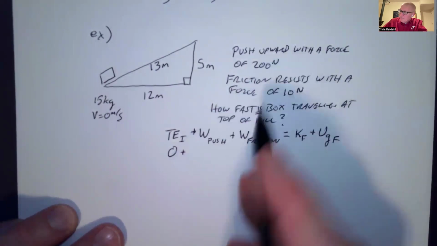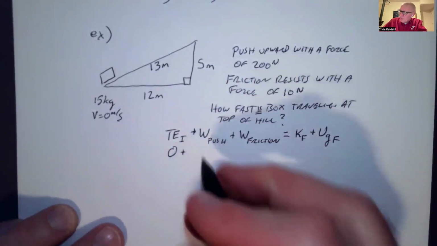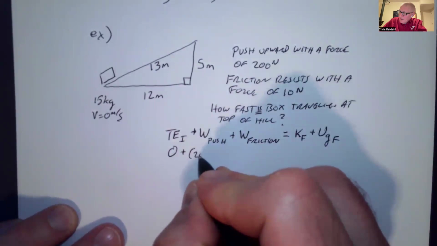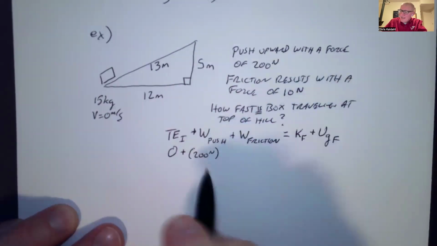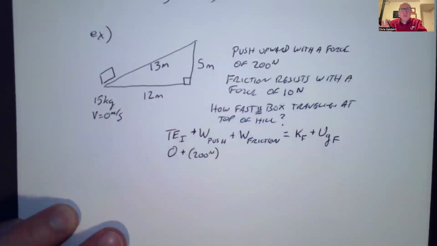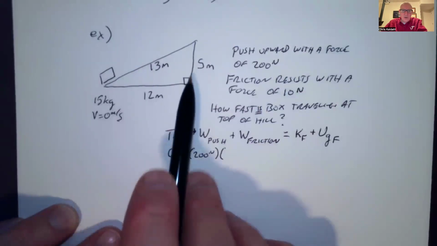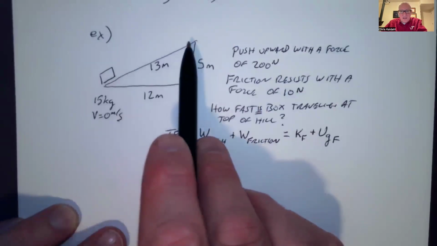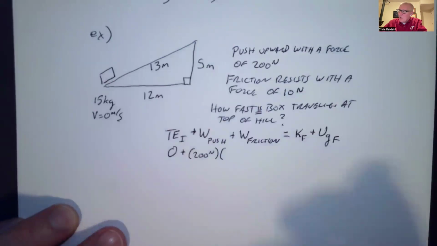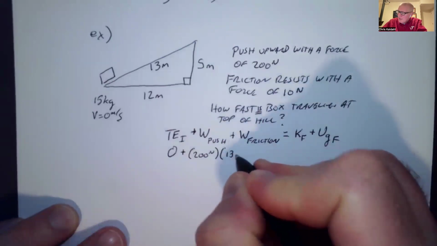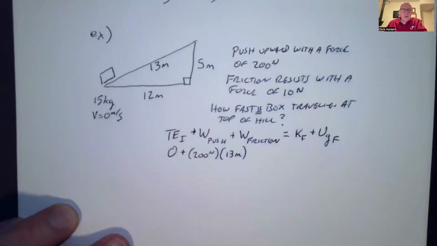So let's figure out the work term for the push. We know that the force is going to be 200 newtons. I'm making that a positive force because when I push it up the hill, it's giving energy to the box. It's going to be a gain of energy for the box. So a positive sign should make sense. And I don't want to use the 12. I don't want to use the 5. I want to use the 13 meters, because that is the distance over which I am pushing with my 200 newton force.